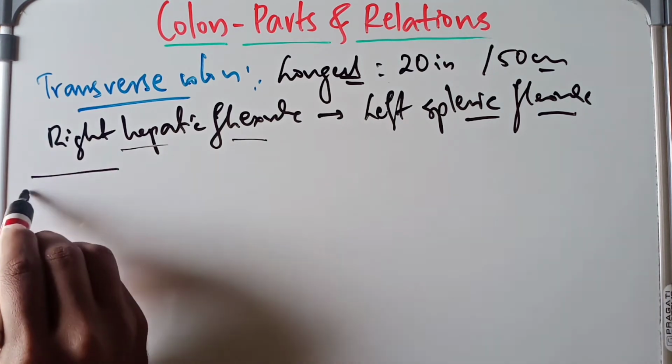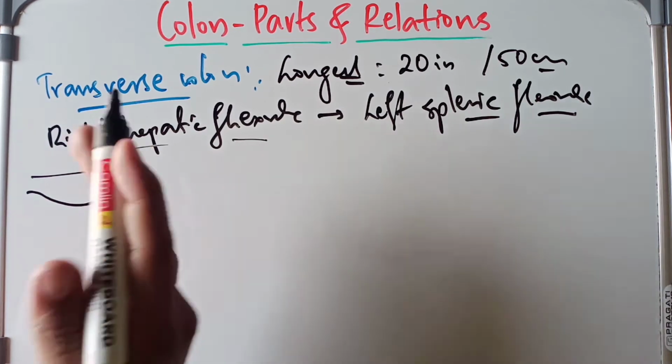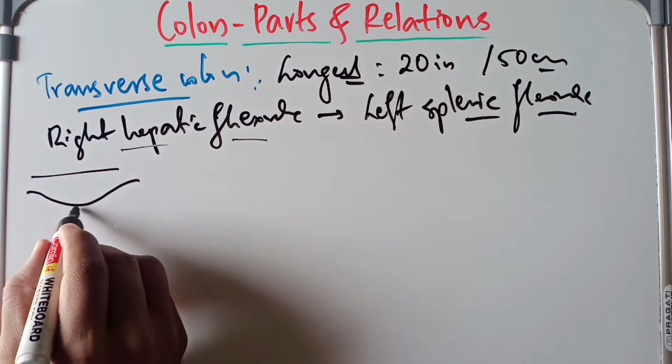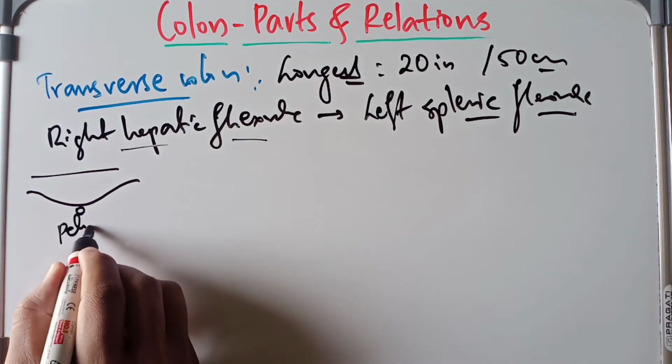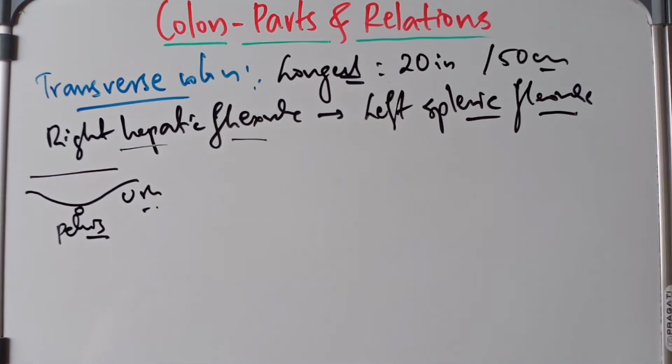It is not transverse, it forms a dependent loop in front of the coils of the small intestine between the right and the left colic flexures. So the lowest point of the loop usually extends up to the level of the umbilicus, but sometimes it may also extend down into the pelvis. So generally it is U-shaped. So this is about the transverse colon.